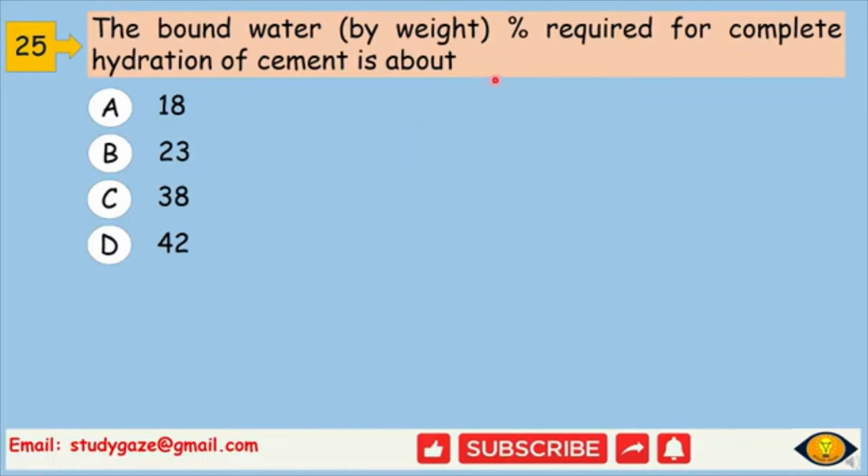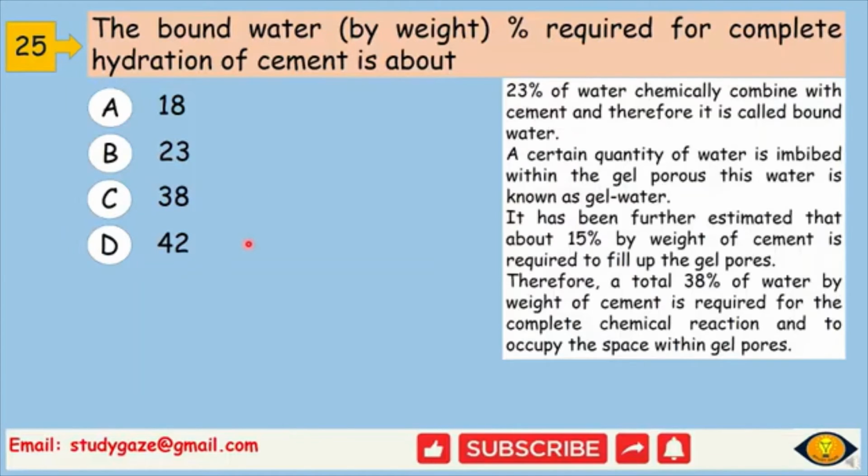25. The bound water, that is by weight, required for complete hydration of cement is about 18%, 23%, 33%, 42%. The answer will be B, 23%. The 23% of water chemically combined with cement and therefore it is called bound water. A certain quantity of water is imbibed within the gel pores. This water is known as gel water.